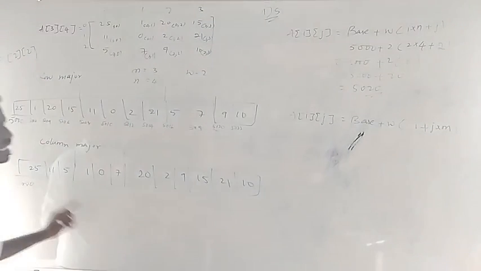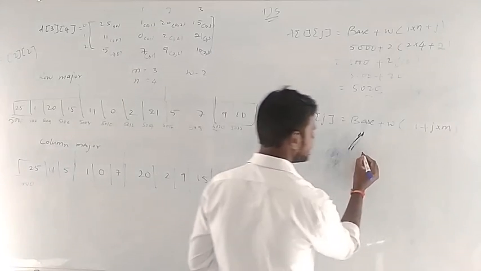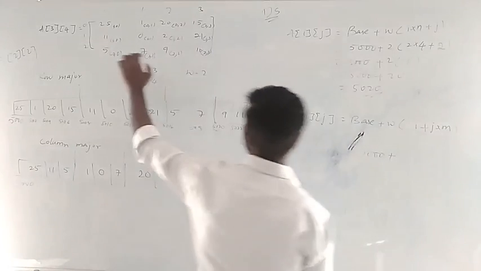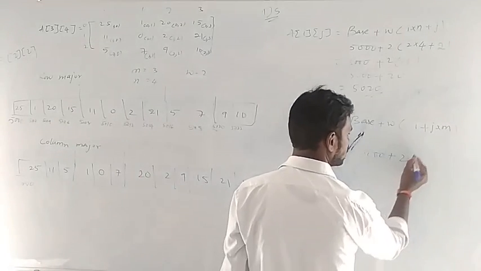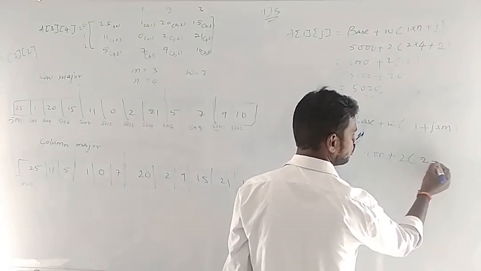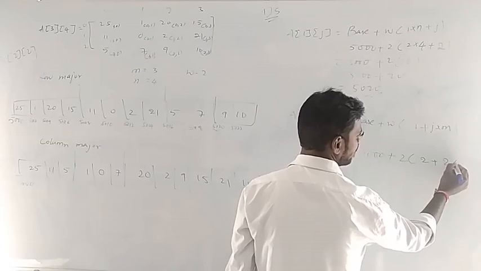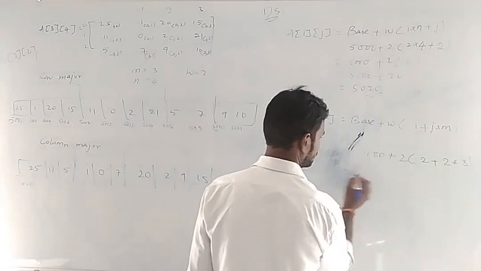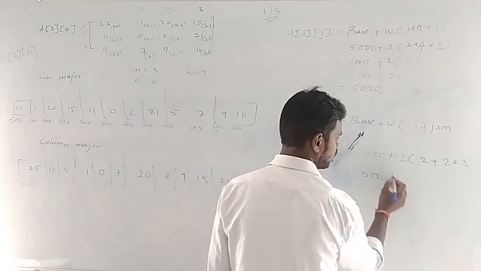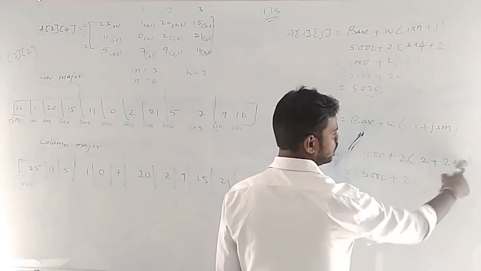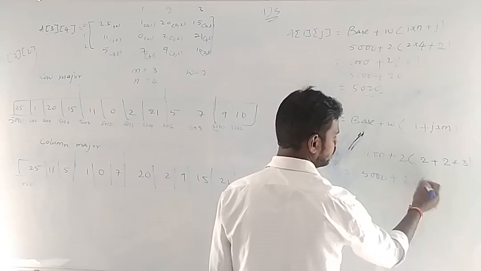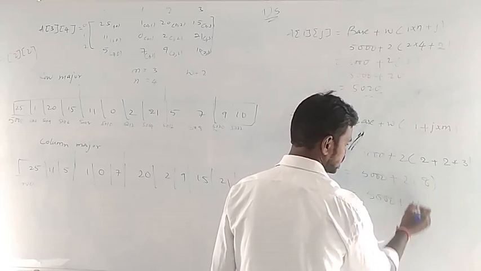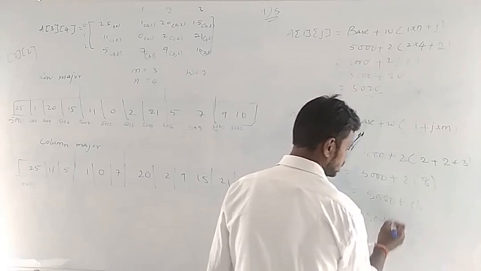The second one is column major representation. In column major representation, we have the base address as 5000 plus the data type size, 2, times (given i is 2, plus j is also 2 times the number of rows, which is 3). Then 5000 plus 2 into (2 plus 2 into 3 is 6, 6 plus 2 is 8), and 2 into 8 is 16. That is 5016.